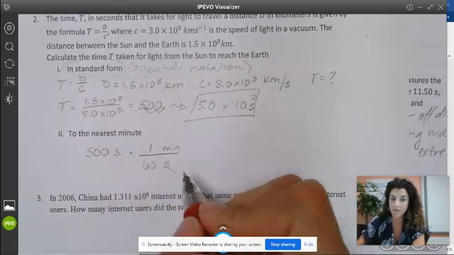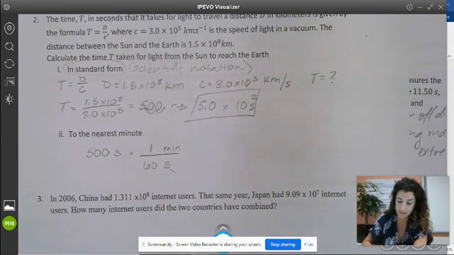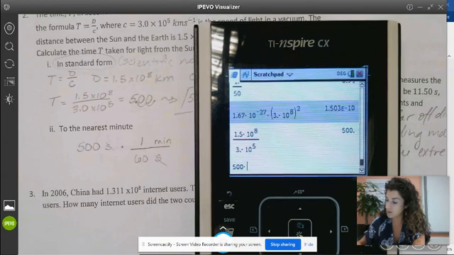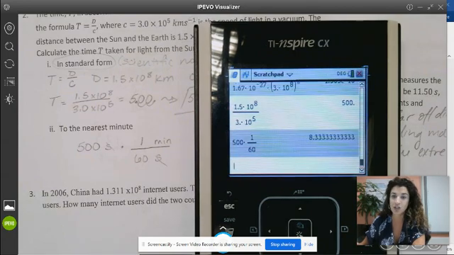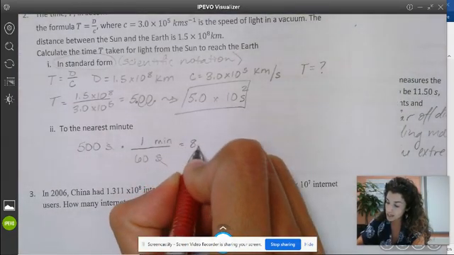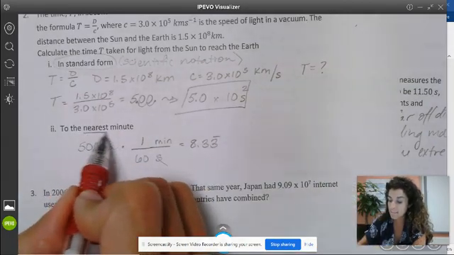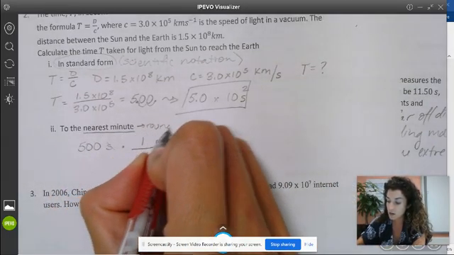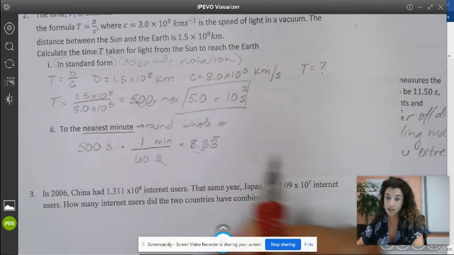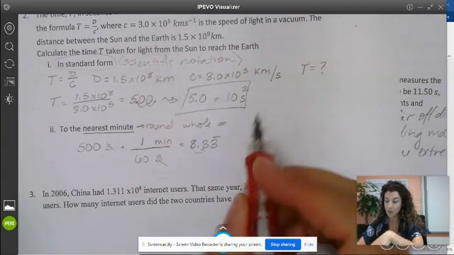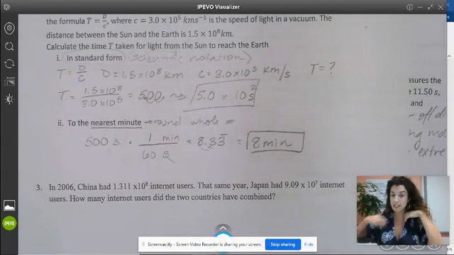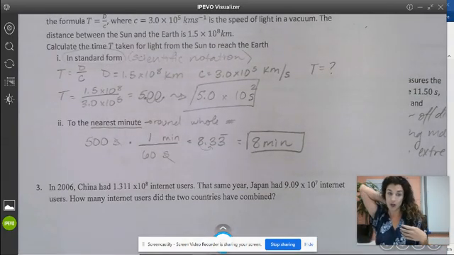So that means that we need to divide by 60. Or if that doesn't make sense to you, we know that we need to do 500 times 1 divided by 60, which is just saying divide by 60. All right, and our answer is 8.33 repeating. And it says to the nearest minute, which means we need to round to a whole number. We're going to look at that whole number, look at the number afterwards. The 3 tells us that we want to round down, which means that it's going to round to 8 minutes. It takes roughly 8 minutes for light to travel from the sun to the earth.